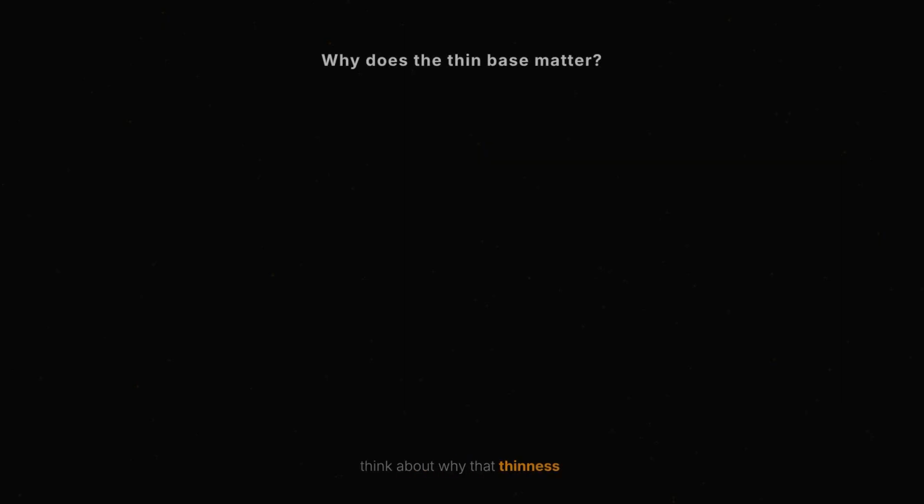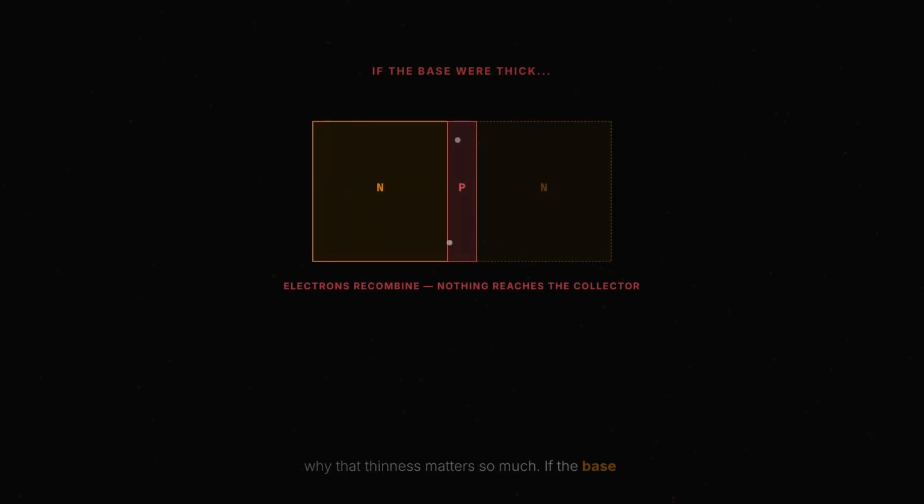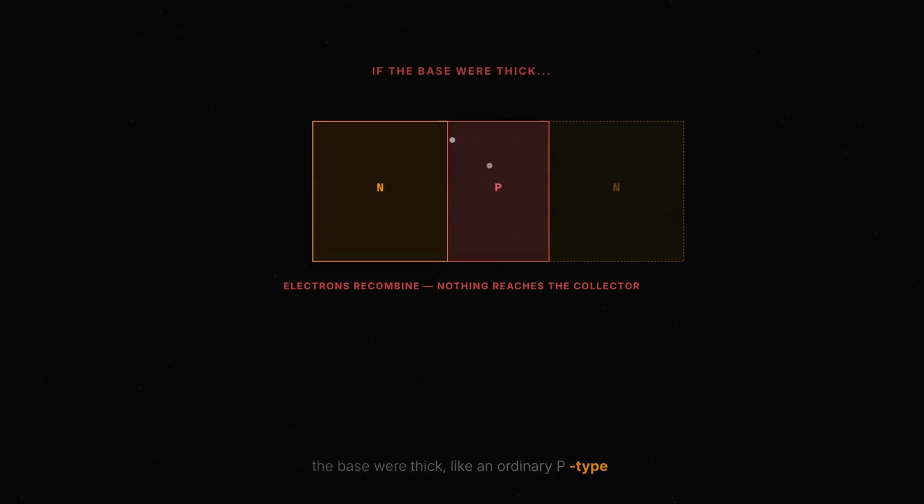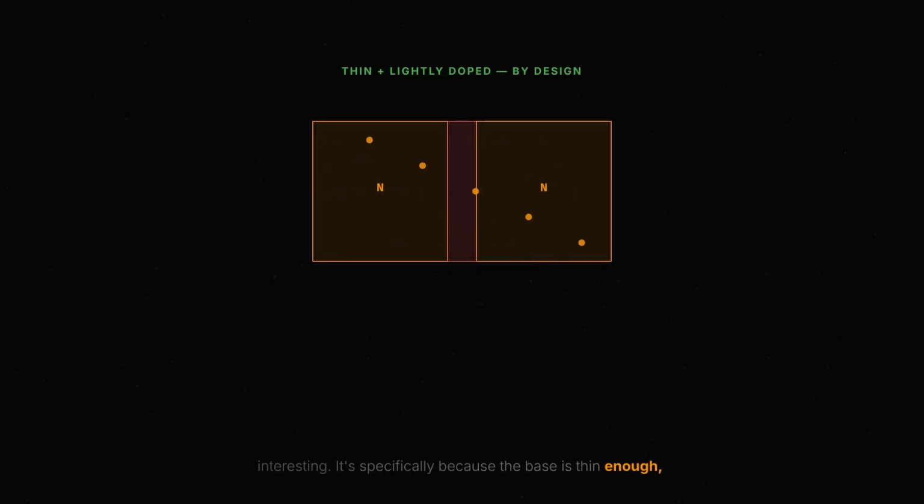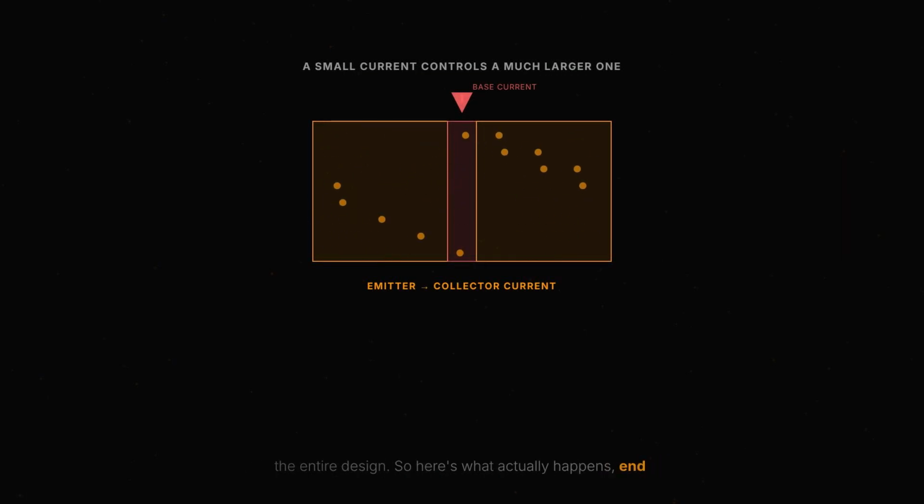Now think about why that thinness matters so much. If the base were thick, like an ordinary P-type layer, nearly every electron crossing in from the emitter would recombine with a hole before it ever reached the far side. You'd just have 2 diodes back to back, doing nothing interesting. It's specifically because the base is thin enough and lightly doped enough that most electrons survive the crossing. That's not an accident of manufacturing. That's the entire design.